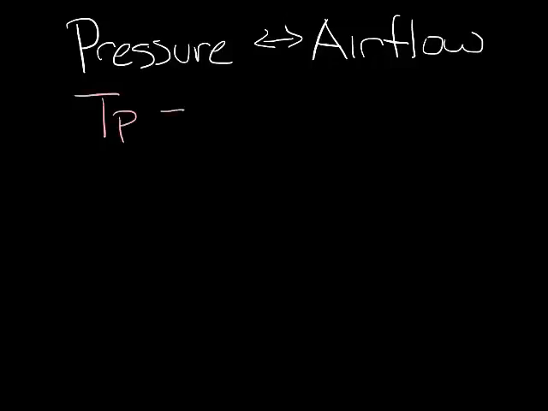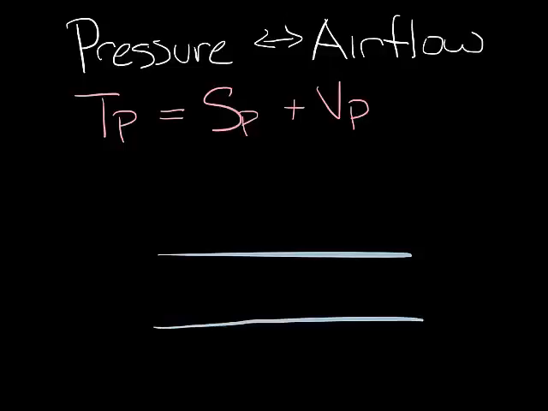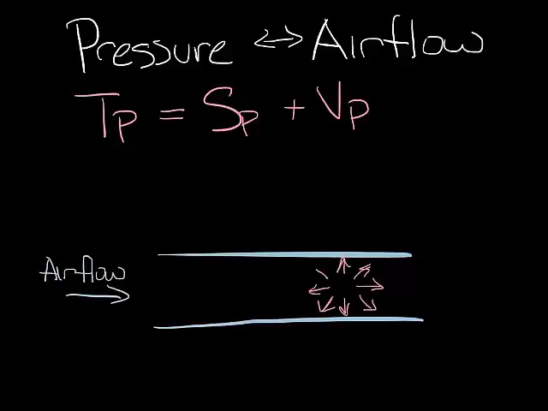Total pressure equals static pressure plus velocity pressure. When air moves through a ductwork, there are two components of pressure going on. Static pressure, which is exerted in all directions, and velocity pressure, which is only exerted in the direction of airflow. The sum of these is total pressure.